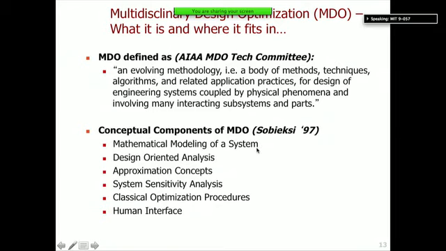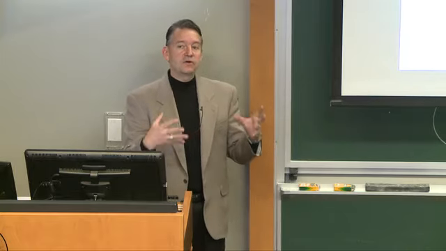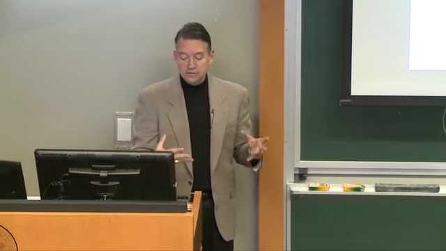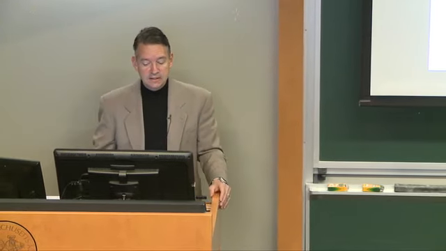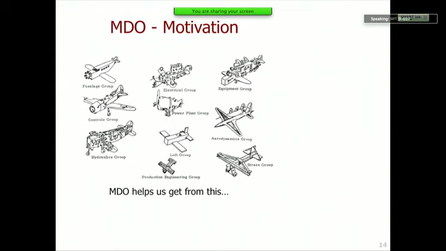So the main things you need to do MDO are a mathematical model of the system, analysis capability, and in some cases approximation concepts. What that means is, if you put all this together, it could be very, very slow and computationally heavy. So you might approximate some of these things, and I'll explain a couple of examples. Then sensitivity analysis, optimization processes, and a human interface. Those are the main ingredients of MDO.